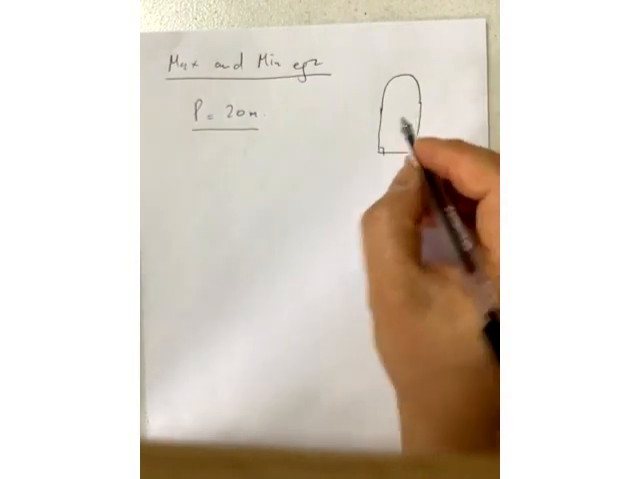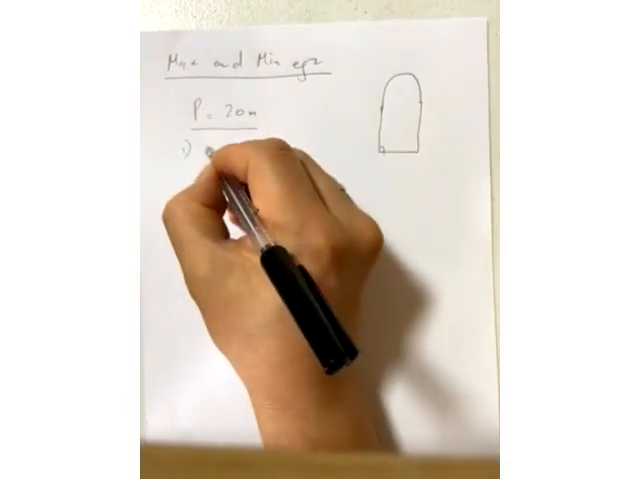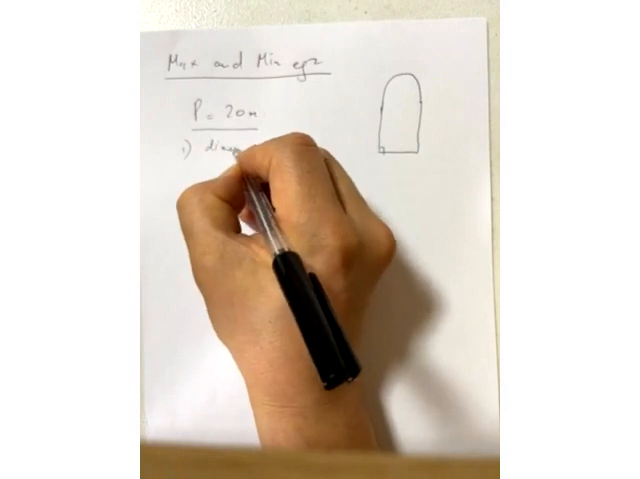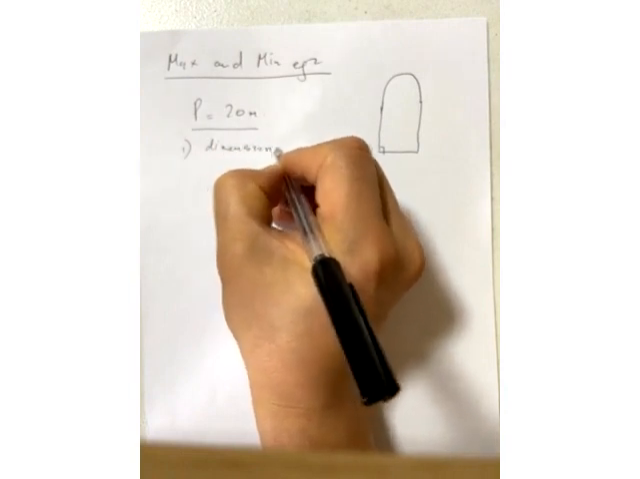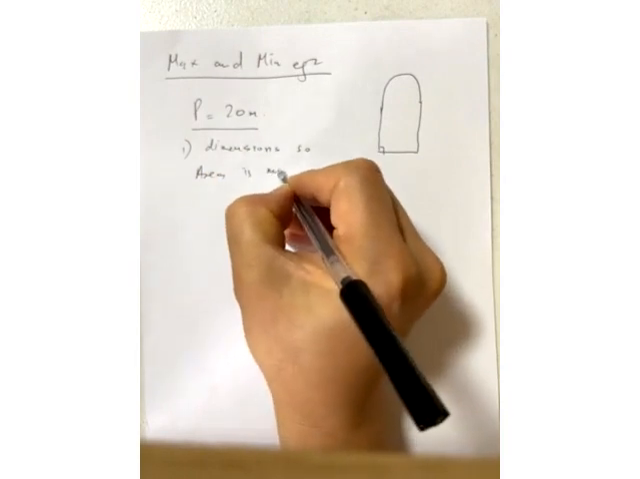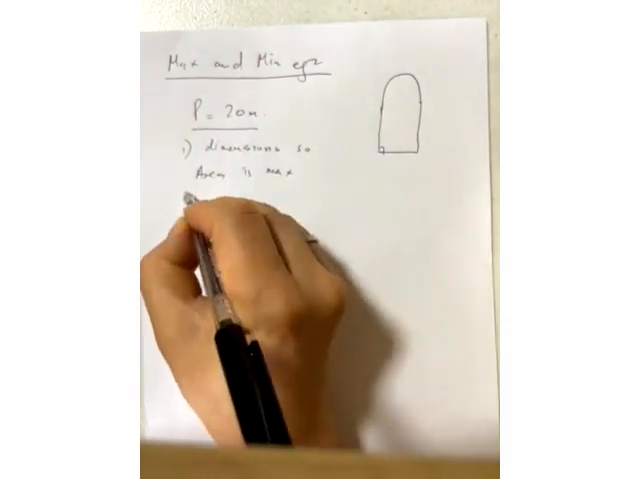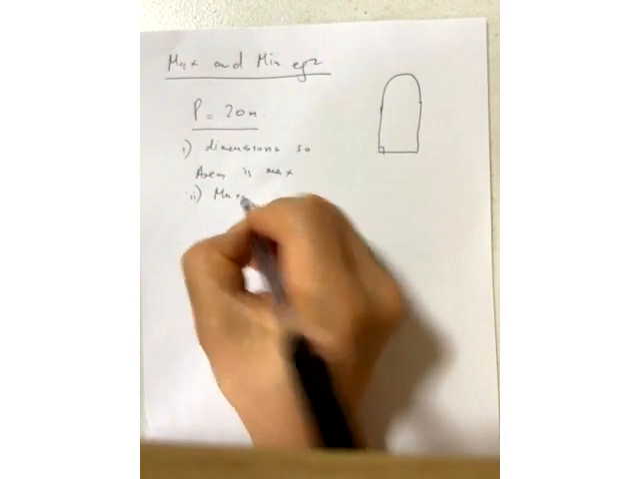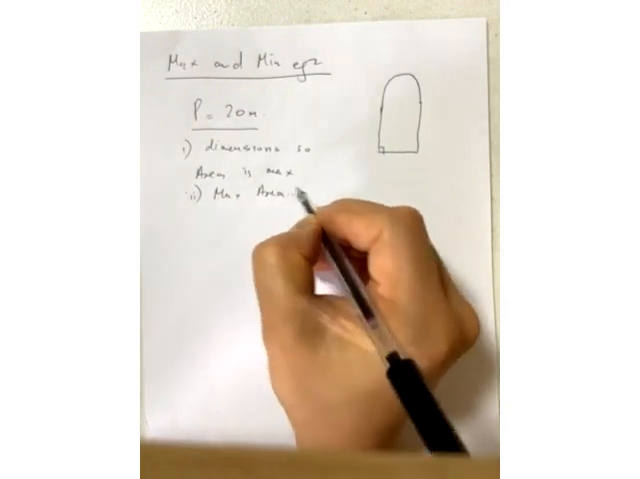And you're asked to find two things. Question 1, you find the dimensions so that the area is a maximum. Question 2, they ask you to find the maximum area.